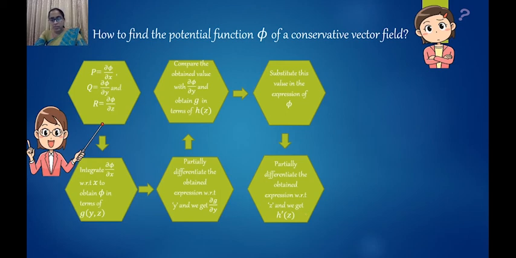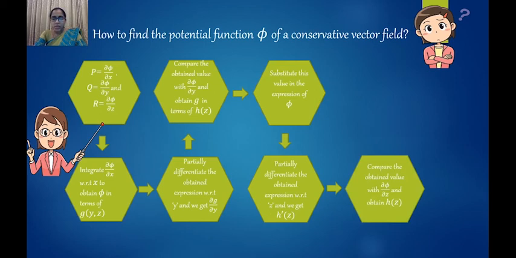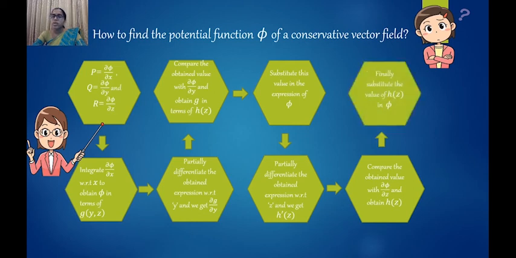Then we compare the expression that we have obtained with ∂φ/∂z, which is nothing but R, and by integrating it we obtain the value of h of z. And once we know the value of h of z, we substitute it in the first expression which we had got in the second step. So this is a step-by-step process.